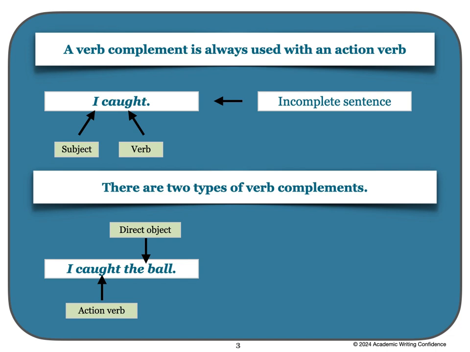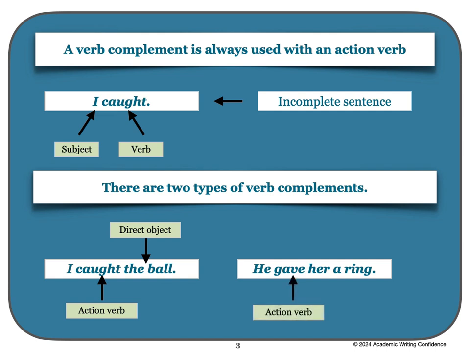Here's an example of the second type. He gave her a ring. We have an action verb that has a direct object, but there's an indirect object in the middle. He gave what? A ring. To whom? Her. So a verb complement can be a direct object or an indirect object.